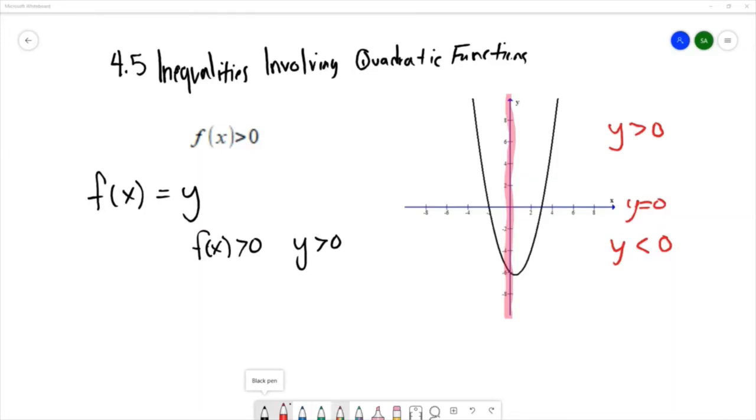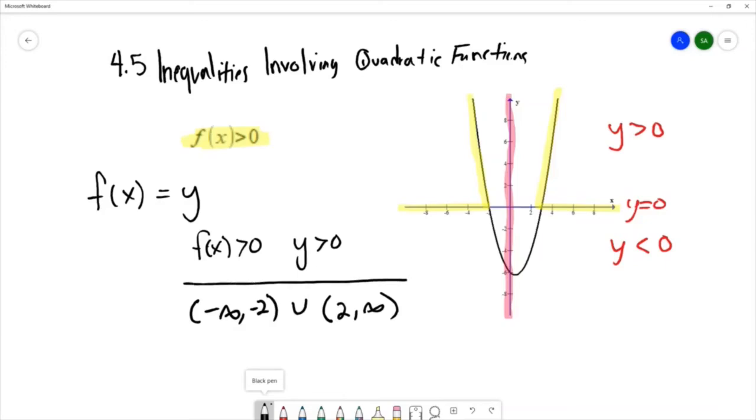So to answer this question of f of x being greater than 0, we want this piece of the graph that is above the x-axis and this piece of the graph that is above the x-axis. So what are the matching x values? The matching x values are from -infinity to -2 and to infinity.